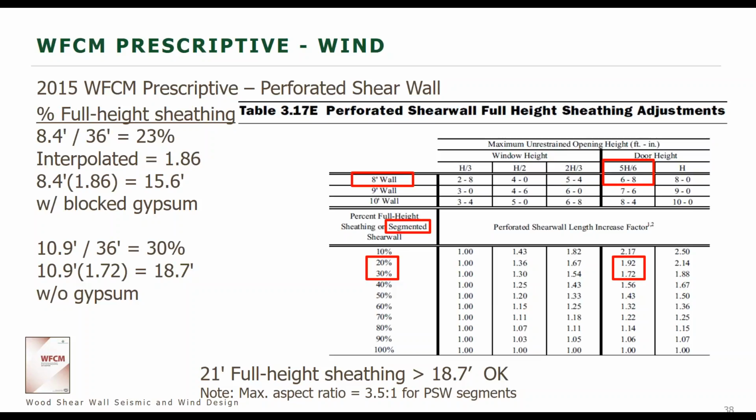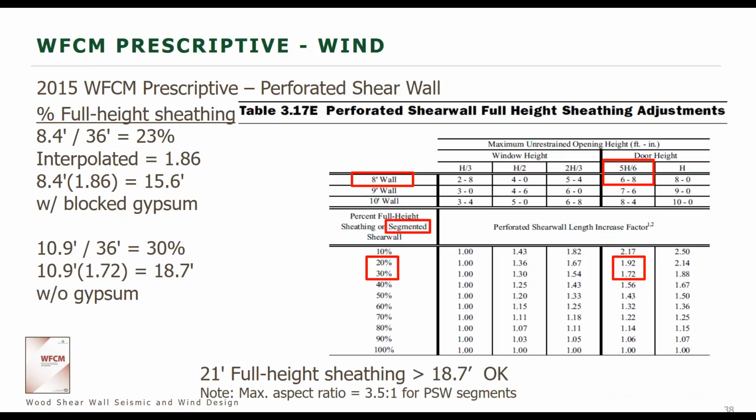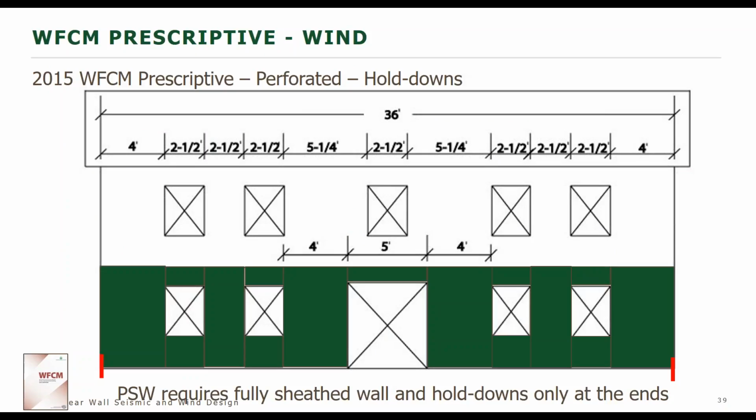And again, remember our maximum aspect ratio is going to be 3.5 to 1 for our full height perforated shear wall segments. So we provided 21 feet of full height sheathing, and we only need to provide hold downs at the ends. So we've been able to reduce the number of hold downs in our wall by providing additional sheathing.